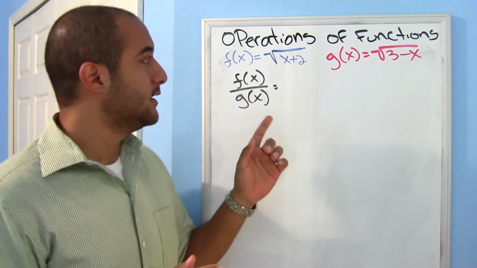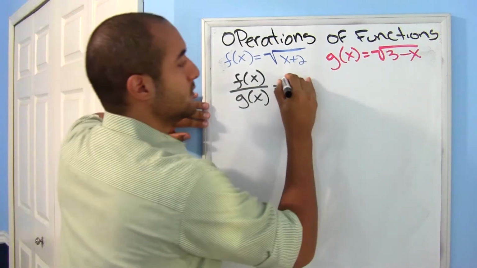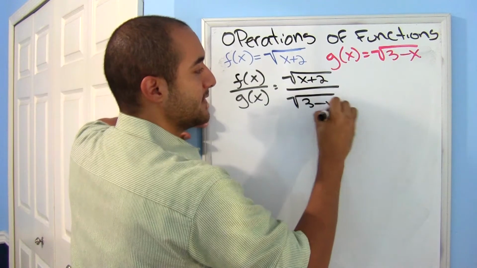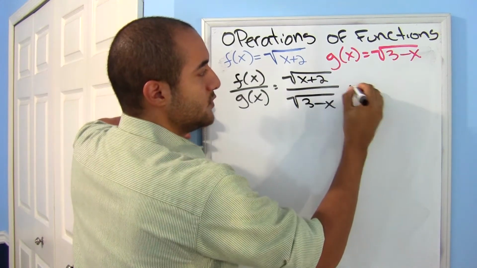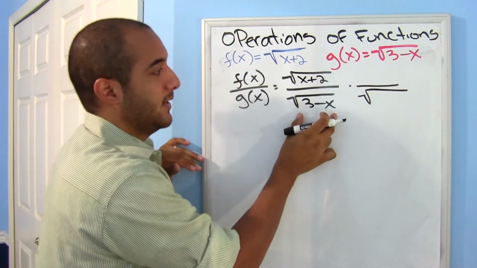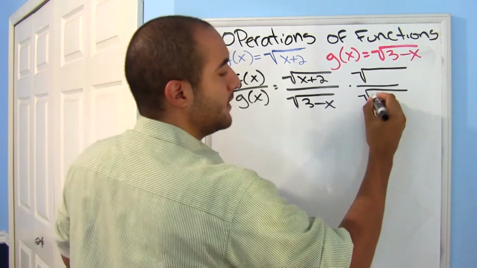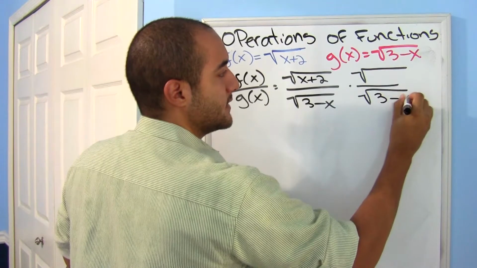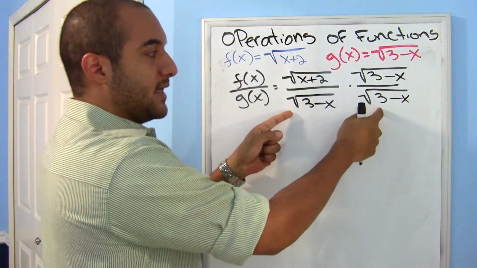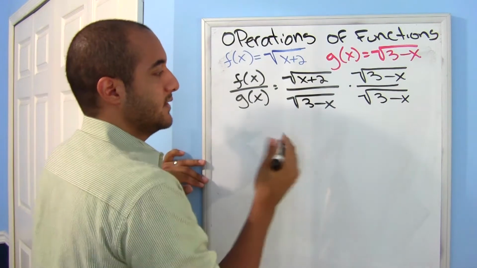To divide is going to take just a little bit more work. Let's look at what we have. We have f of x over g of x. So square root of x plus 2 over the square root of 3 minus x. Now, you should know by now that we don't leave square roots in the denominators. We get rid of them. So in order to get rid of this square root, we're going to multiply by that same square root, 3 minus x, here. Why? Because a square root times the same square root cancels out that square root, and you are left with what's on the inside.